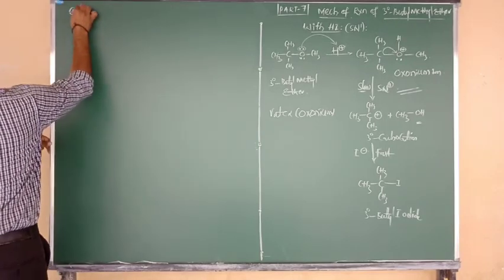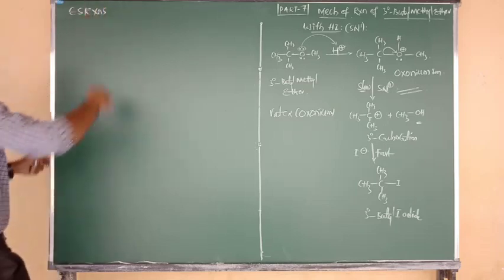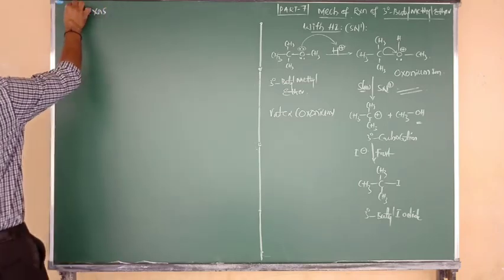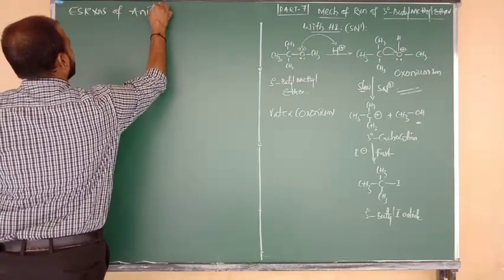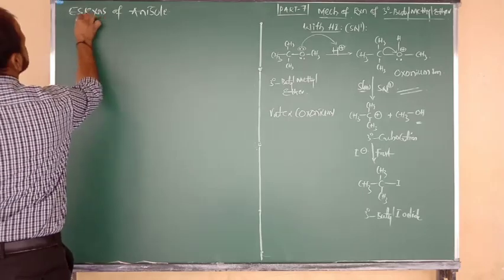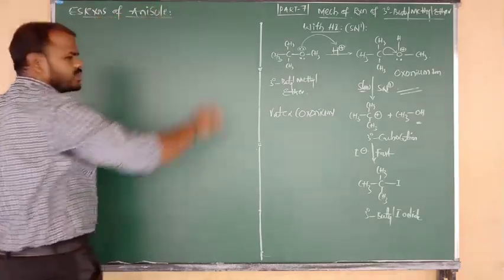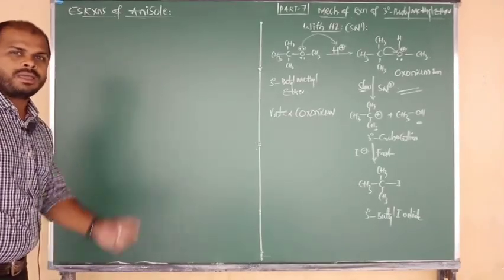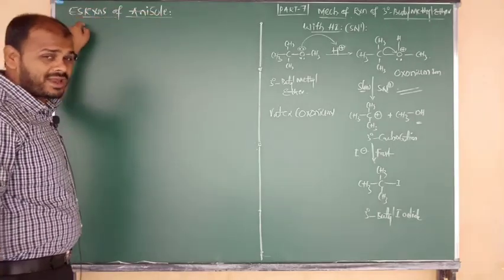Okay, here I am going to write the heading: ES reactions, nothing but electrophilic substitution reactions of, what, beta? Aromatic ether, or we can say phenolic ether. The compound name is nothing but anisole. Yes, you know very well. What do you mean by anisole, beta? Methoxybenzene. Benzene connected to OCH3. That is nothing but methoxybenzene or anisole.